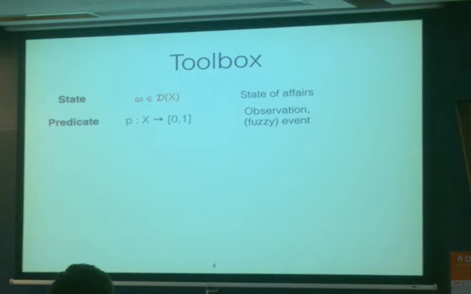Then we have a notion of predicate. A predicate on X is a function from a set X to [0,1]. You can think of this as an observation, a measurement, or a fuzzy event. It's fuzzy because the elements in X are not simply mapped to 0 or 1, or false and true, as is typically the case with Boolean reasoning, but they can be mapped to any value in the interval.